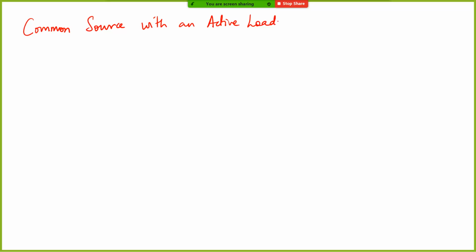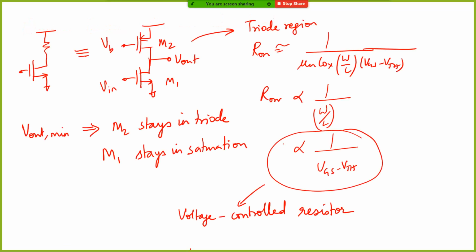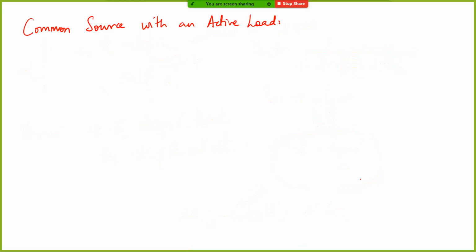Excuse me, sir. In the previous slide, here if M2 is an NMOS, then VGS will depend upon Vout. So in order to get some steady state or DC value of Vout, we have to depend on Vout itself to bias M2. How do we do that? Good question. Let me clarify that point.